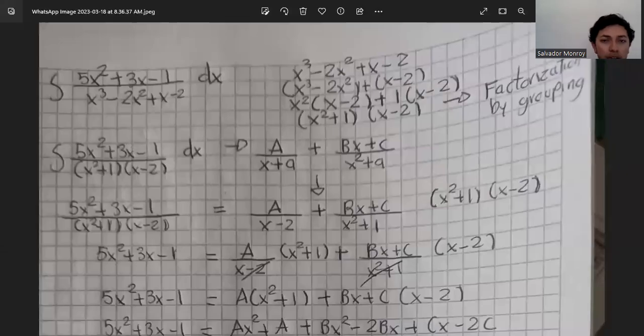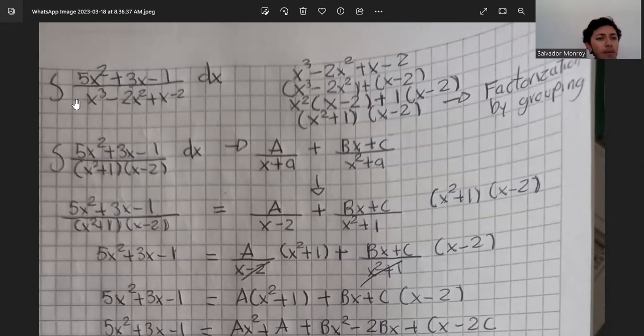Hi, my name is Salvador, and today I'm going to be doing my oral test. I'm going to be answering question number 10. For this, I selected a partial fraction integral.